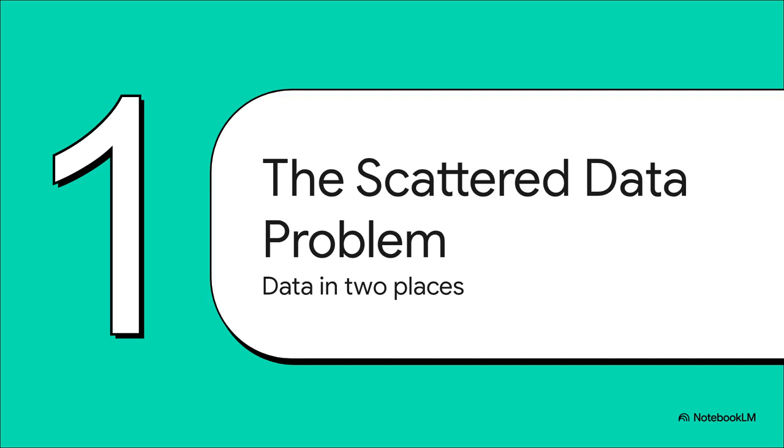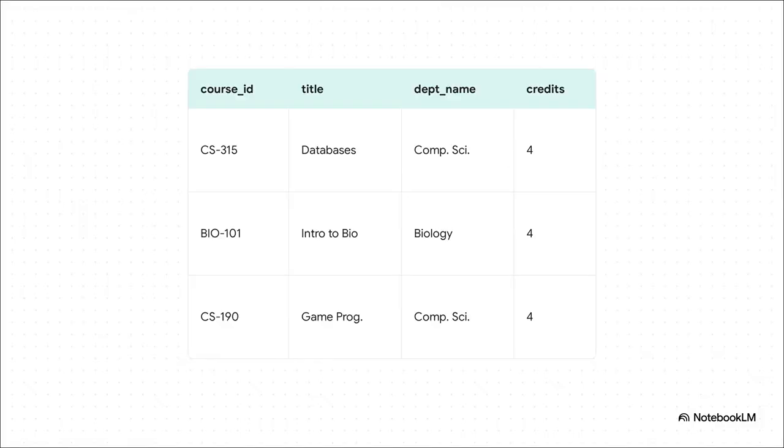Imagine for a minute that we're running a university's course catalog. The info isn't in one giant spreadsheet. It's smartly divided into smaller, specialized tables. First up, we've got our course table. Pretty simple, right? It's got the course ID, the title, which department it's in, and how many credits it's worth. This is basically our main menu of all the courses available.